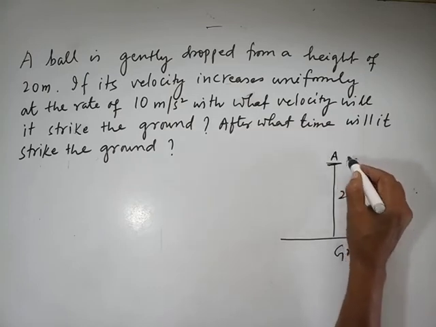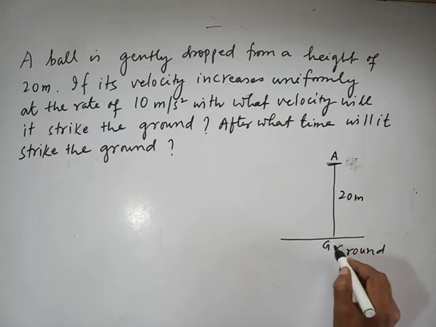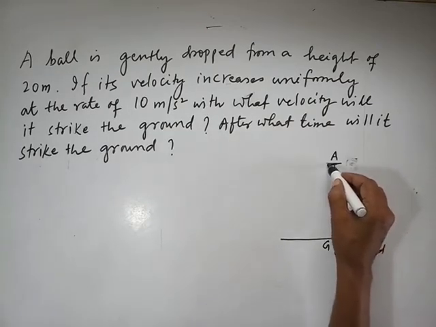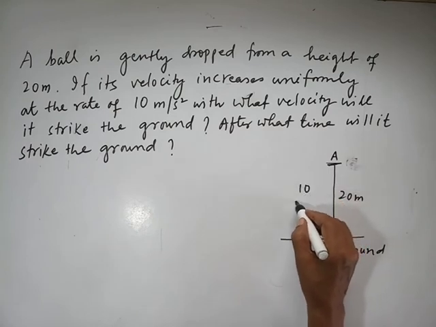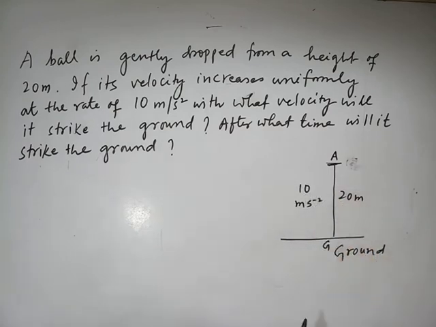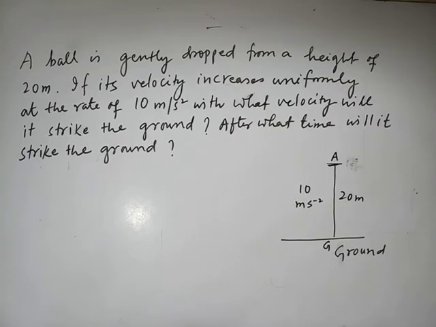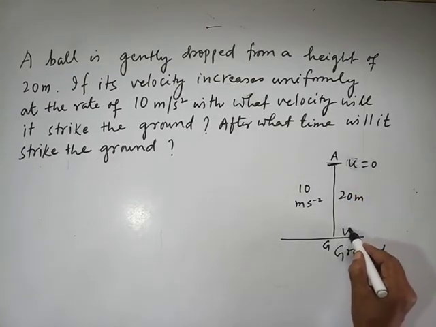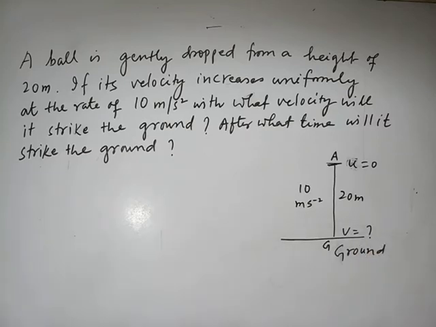Here the ball is at the top and this is the ground. Velocity increases uniformly at the rate of 10 meter per second square. The acceleration of the ball is 10 meter per second square. Now the question is, with what velocity will it strike the ground? Here u is 0, you have to find v. At what velocity does the ball strike the ground, and after what time will it strike the ground? You have to find two things here.